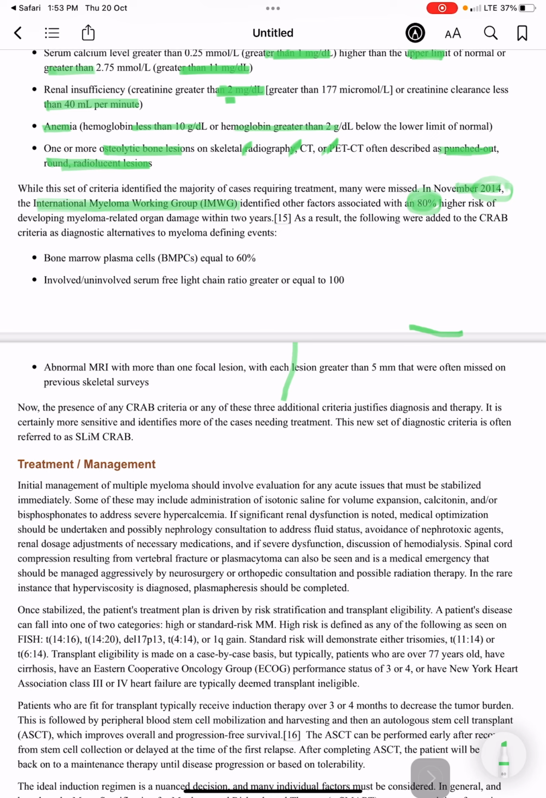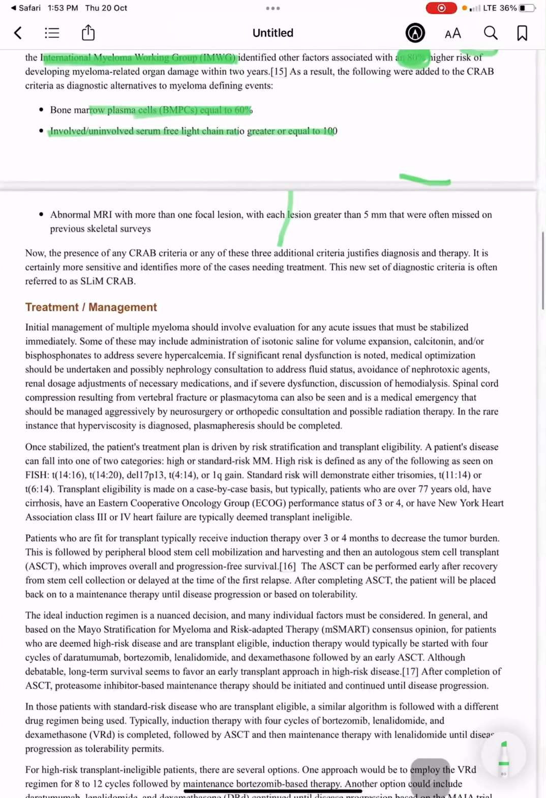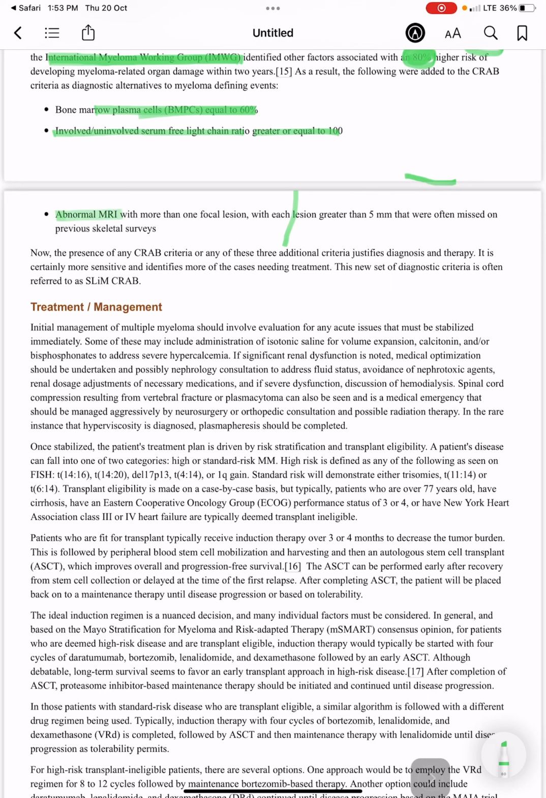Bone marrow plasma cells greater than or equal to 60%, an involved to uninvolved serum free light chain ratio greater than or equal to 100, and an abnormal MRI with more than one focal lesion. MRI is abnormal. How many lesions?